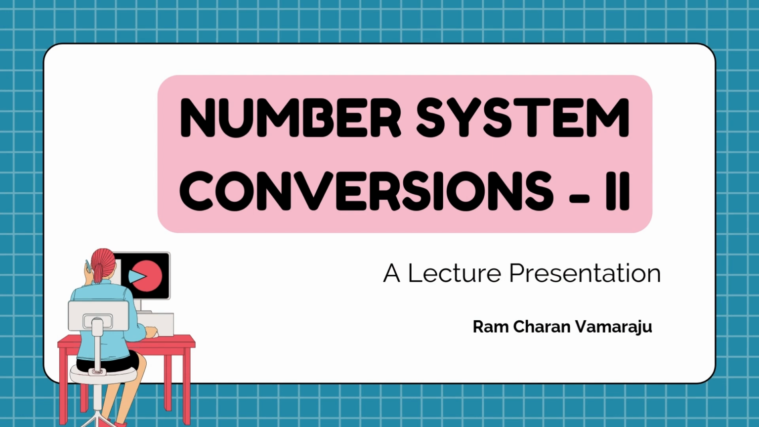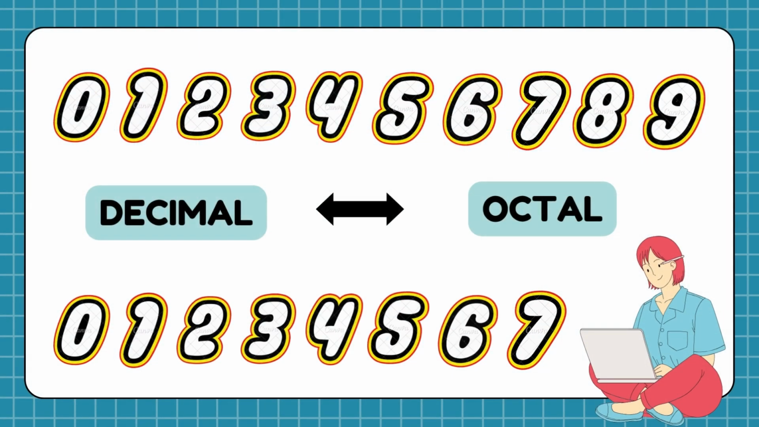Today, we are diving into something super important for anyone studying computer science, electronics, or even just curious about how numbers work in computers. We are talking about number system conversions, specifically converting between decimal, octal, and even fractions. If you've ever wondered how computers handle numbers, this video is for you. Let's jump right in. First up, let's tackle decimal to octal conversion.